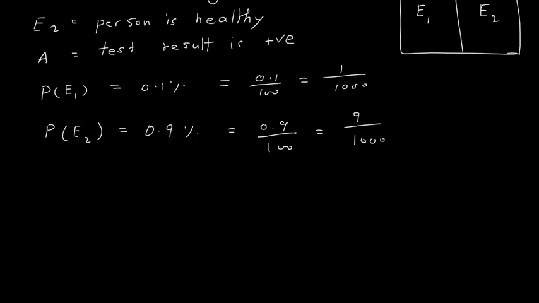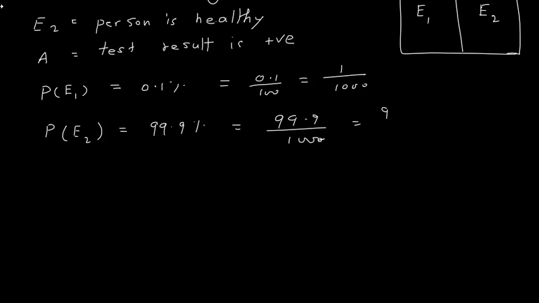Something wrong I think I am doing, not 0.9%, it is 99.9%. Yes. So let us erase this. When diseased person is 0.1%, then healthy person will be 99.9%. So 99.9 divided by 100 is equal to 999 divided by 1000.